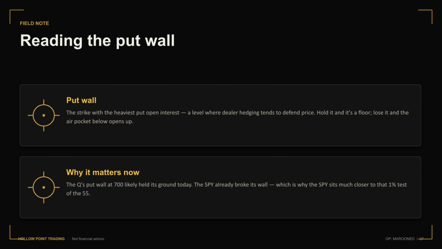Regarding put walls, they act as important defensive zones. When price holds, they are floors. When they fail, they often open up air pockets. The Q's put wall at 700 is a level to watch closely.